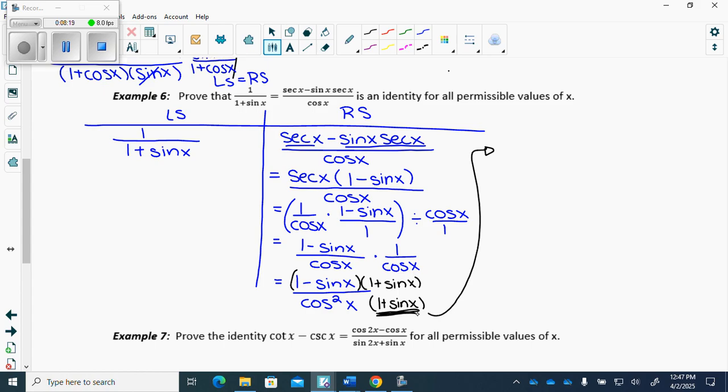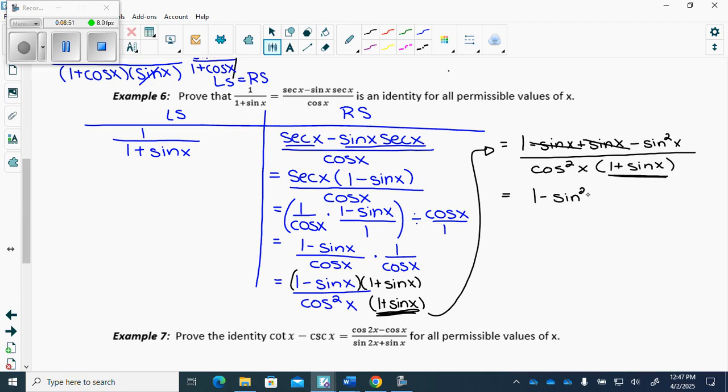So we get 1 times 1 is 1, minus sine x plus sine x, minus sine squared x, all over cos squared x times 1 plus sine x. I want to keep this, so I don't want to embed it with that. This cancels off that. So I'm left with 1 minus sine squared x over cos squared x.